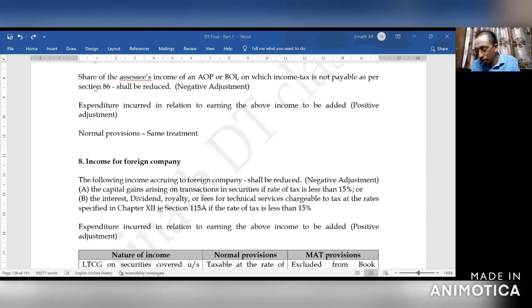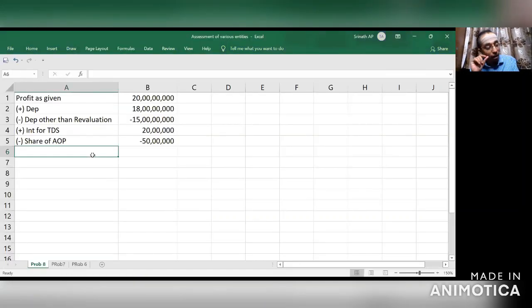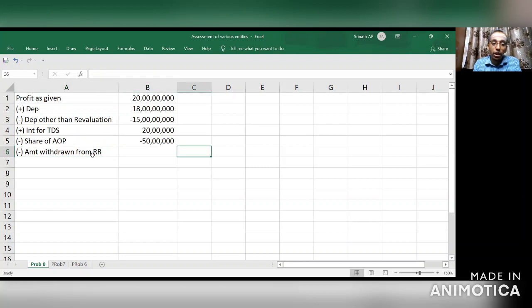Right. So now going back to the Excel, share of AOP. The moment a company is a member in an AOP, it is exempt in the hands of the company. Then amount withdrawn from revaluation reserve: you will reduce only to the extent of depreciation on the revalued asset, to the extent of 3 crores. Hope you are able to understand this, sir.